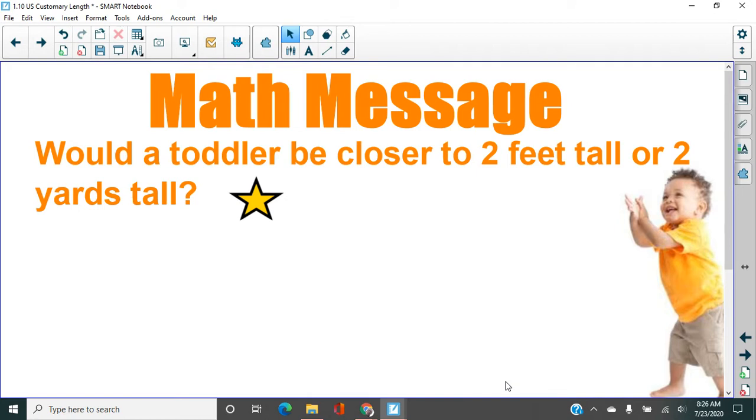And so we'll start off today with this math message that says, would a toddler, like a little 2-year-old, be closer to 2 feet tall or 2 yards tall? So think about that for a moment. And as we think about these things, a foot, that's the ruler that you have with you or in your desk. However, what we're going to remember and learn today is that a yard is worth 3 feet. So 2 yards is going to actually be 6 feet tall. So our toddler is going to be closer to 2 feet tall.